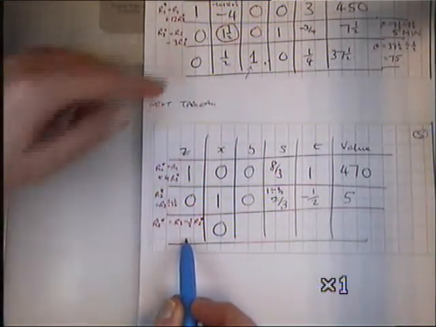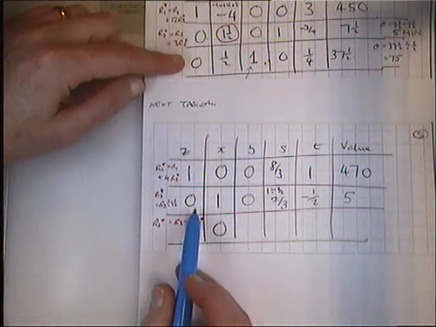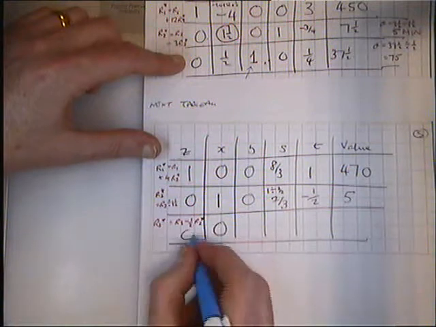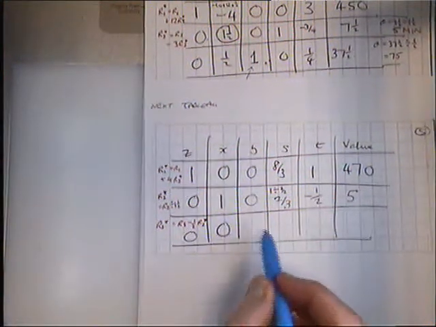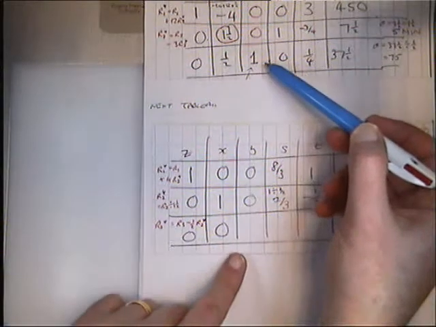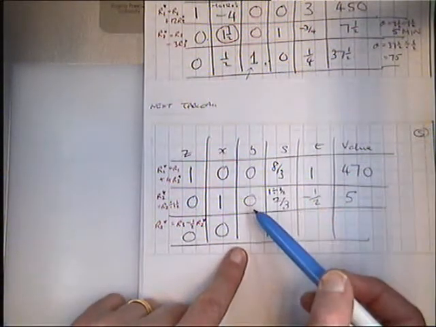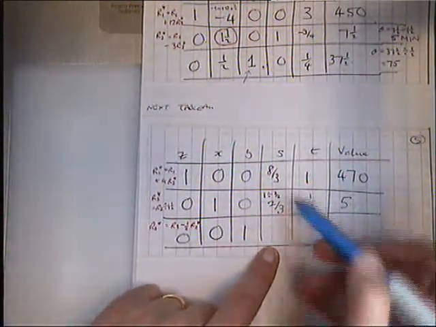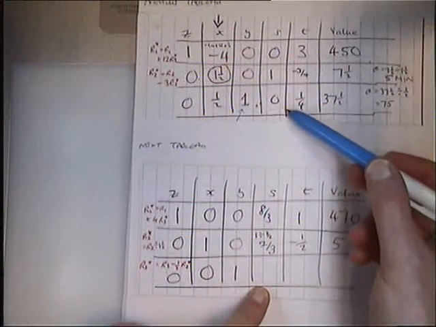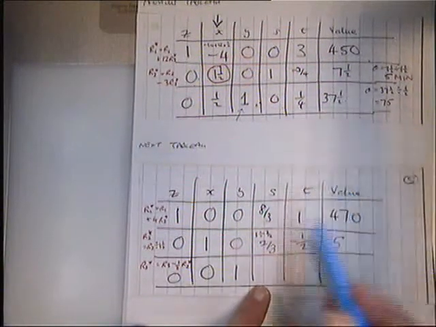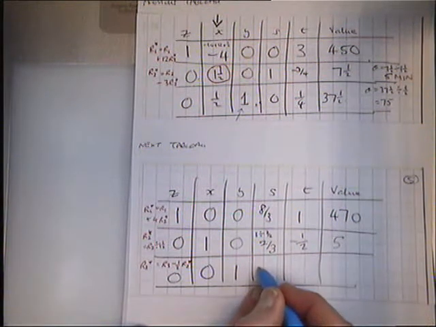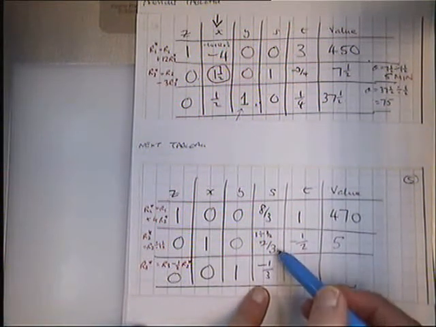So down here it is 0 take away 1/2 of 0. Correct, 0. This position here, it used to be a 1. 1 take away 1/2 of 0. 1. This one here in the S column up here is a 0. 0 take away 1/2 of 2/3. -1/3 is correct.